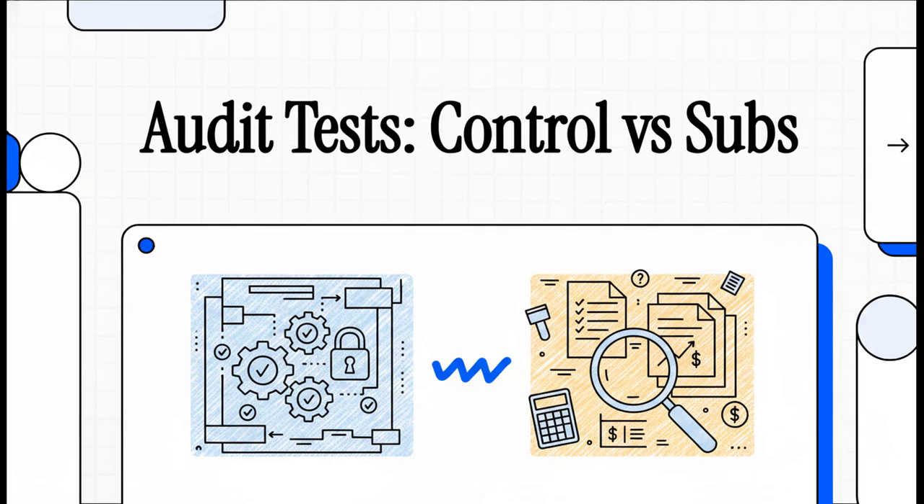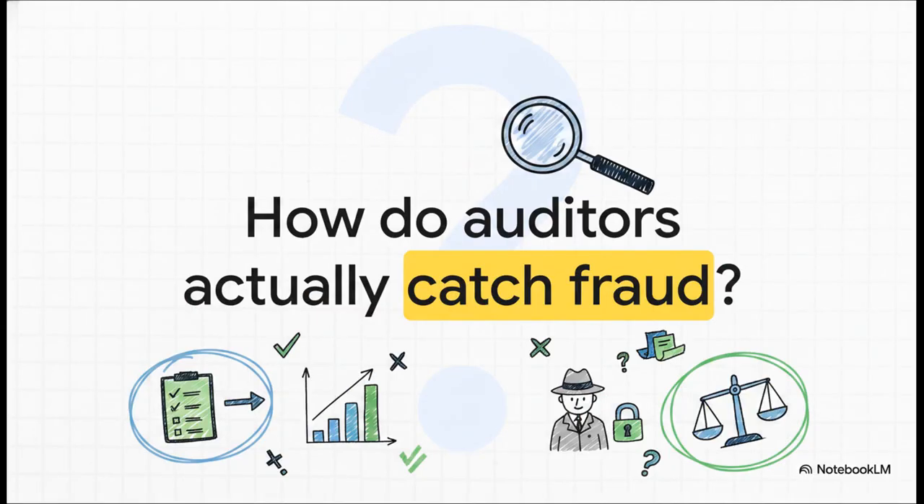Welcome to This Explainer. Today, we're basically stepping into the shoes of a financial detective. Whenever you look at a company's financial statements, you just expect them to be accurate, right? But how do we actually know they are? Let's demystify the two absolutely critical tools in the auditor's investigative toolkit: tests of control and substantive testing. So let's dive right into this.